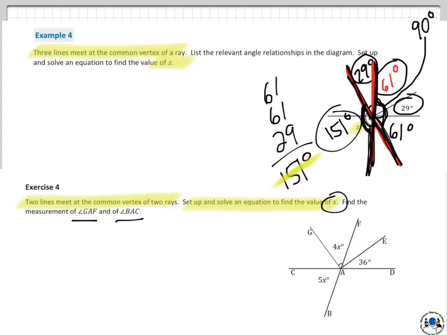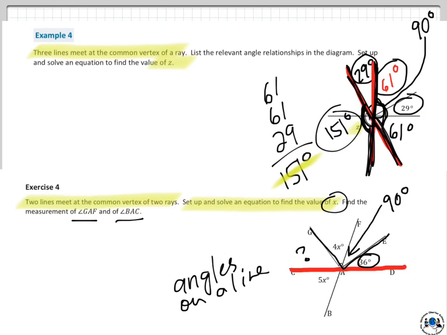Okay, let's go ahead and solve this last exercise. I'm going to look at that line there, and I am going to be looking at angles on a line again, and we know what angles on a line add up to. They add up to 180 degrees. What I don't know is the measurement of this angle here, because it's totally blank. But what I do know is that this whole angle here is 90 degrees.